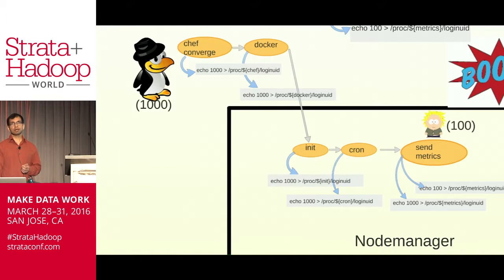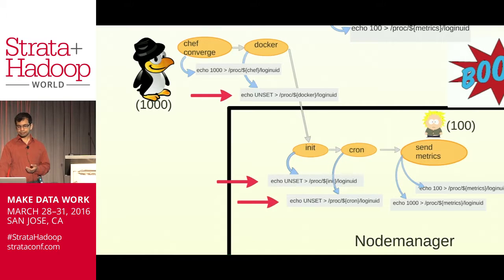So once we found the problem, the solution was fairly simple, and that is to make sure that when the Docker service starts, we treat it as not being started by a login user. That we unset its login UID, and that basically propagates down to the children. And now, because when the cron job inside the container starts, its login UID is unset, PAM can now easily set the login UID.